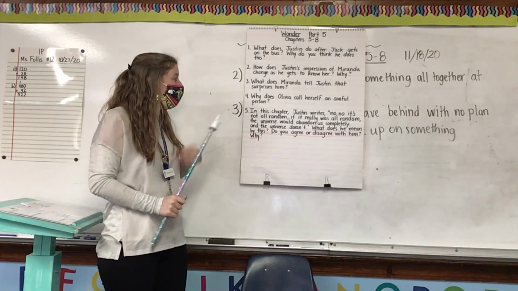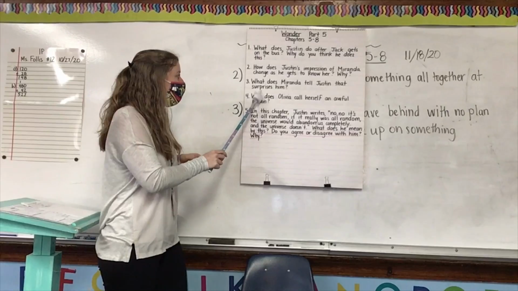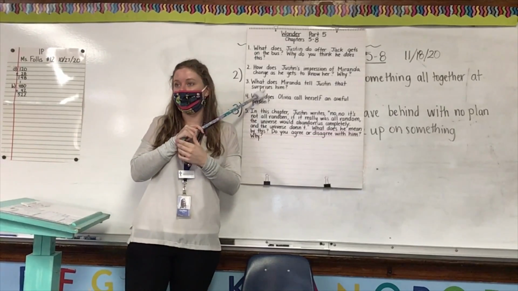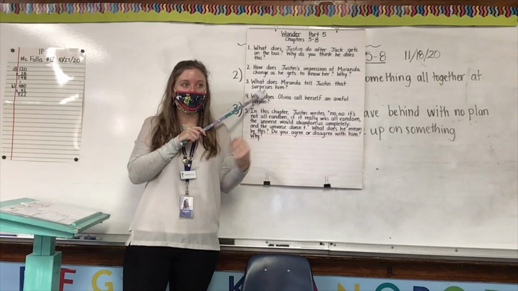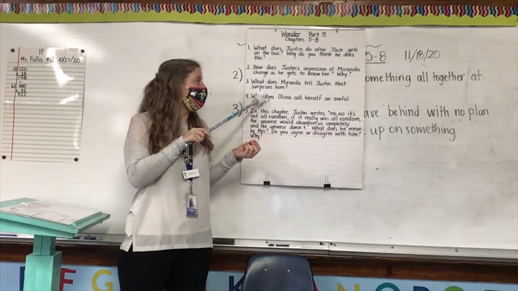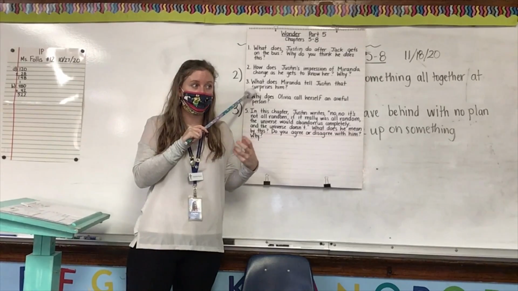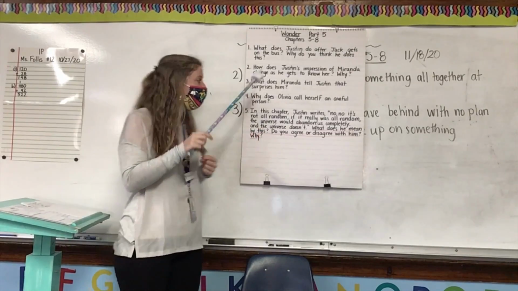Number 3, what does Miranda tell Justin that surprises him? So basically what you're doing with number 3 is you're summarizing that conversation between Miranda and Justin. Does everybody understand? For number 3, if you choose to answer that, you're basically summarizing the conversation between Justin and Miranda.